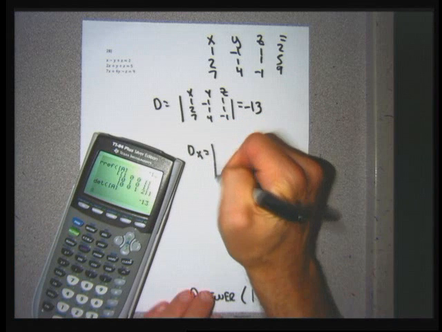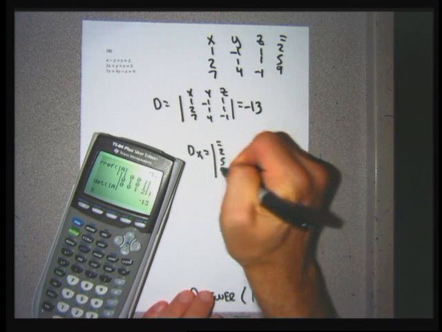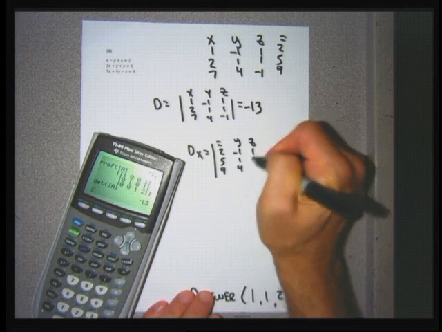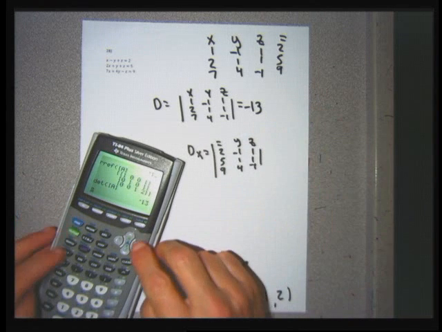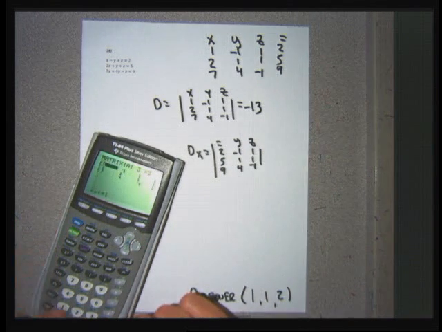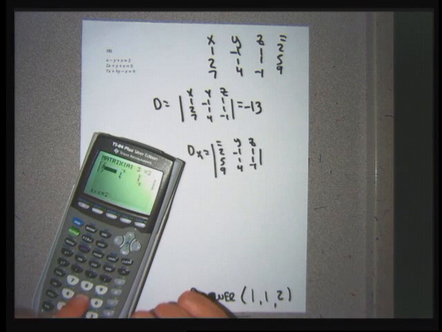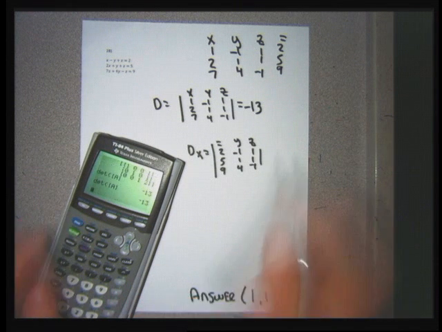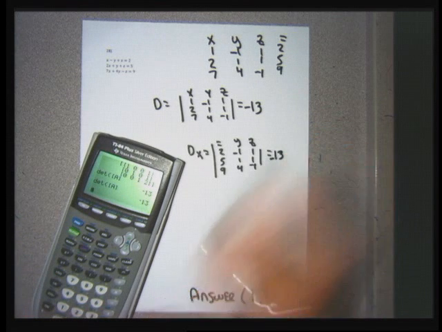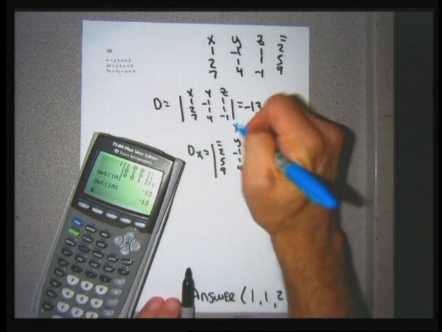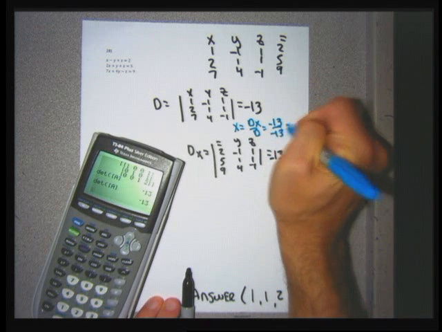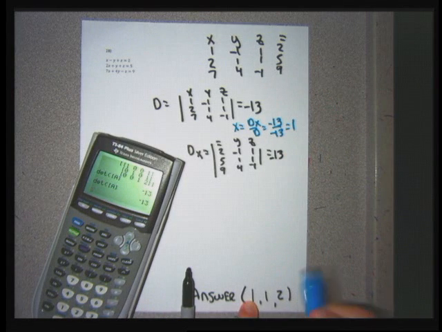Now I'm going to do D sub x. D sub x has the equals column, 2, 5, and 9. Then the y column, negative 1, 1, and 4. Then the z column, 1, 1, and negative 1. Second matrix, edit, 3 by 3 still. 2, enter, negative 1, 1. 5, enter, 1, 1. 9, 4, negative 1. Second quit. Second enter, enter. I get negative 13 for the D sub x. And I know that x is D sub x over D, which is negative 13 over negative 13, which is 1, which I knew to be the case.